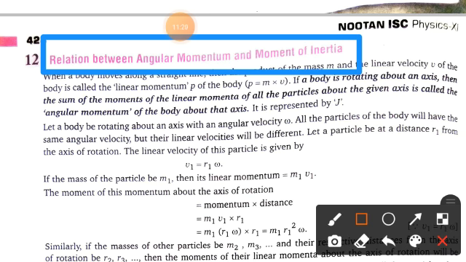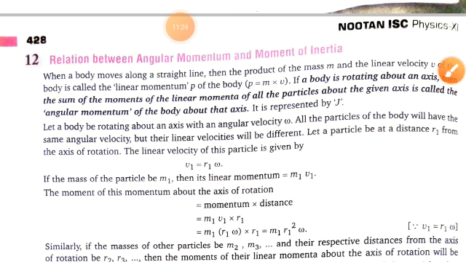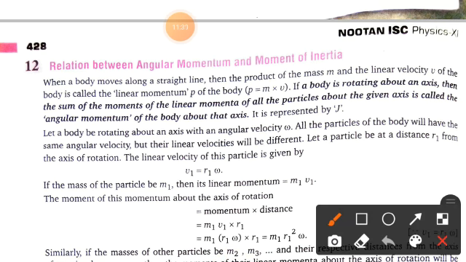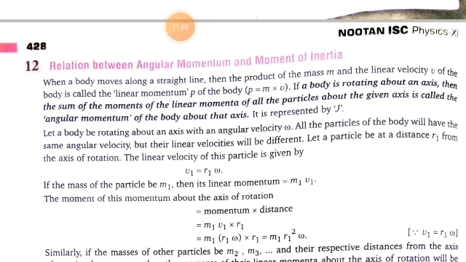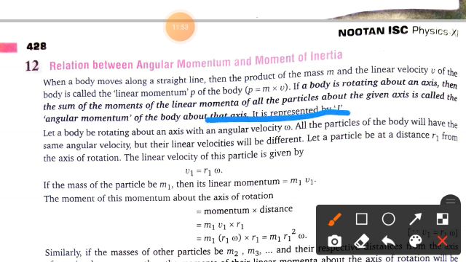So what happens when a body moves along a straight line, then the product of mass and the linear velocity, which is your small v, of the body is called its linear momentum. You know it very well. If a body is rotating about an axis, then the sum of the moments of the linear momenta of all the particles about the given axis is called the angular momentum of the body about that axis. It is represented by small l or capital J, you can represent it.